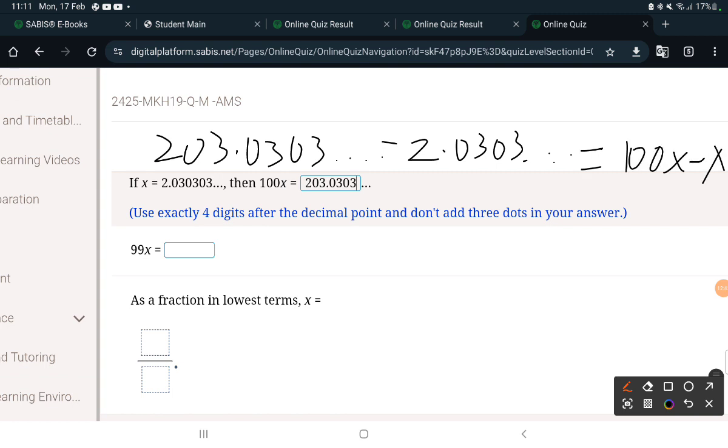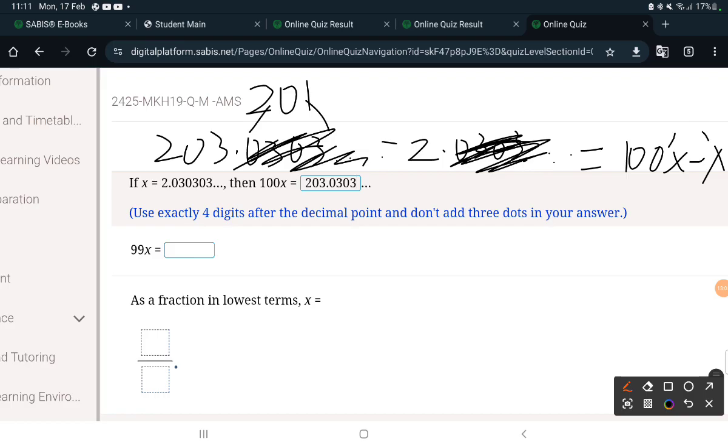Okay, so the repetitive 03's subtract each other out, and 203 minus 2 is 201. So here we got that that's 201. Now let's move to the other side. 100x minus x, we all know that's 99x. So we have 201 equals 99x.